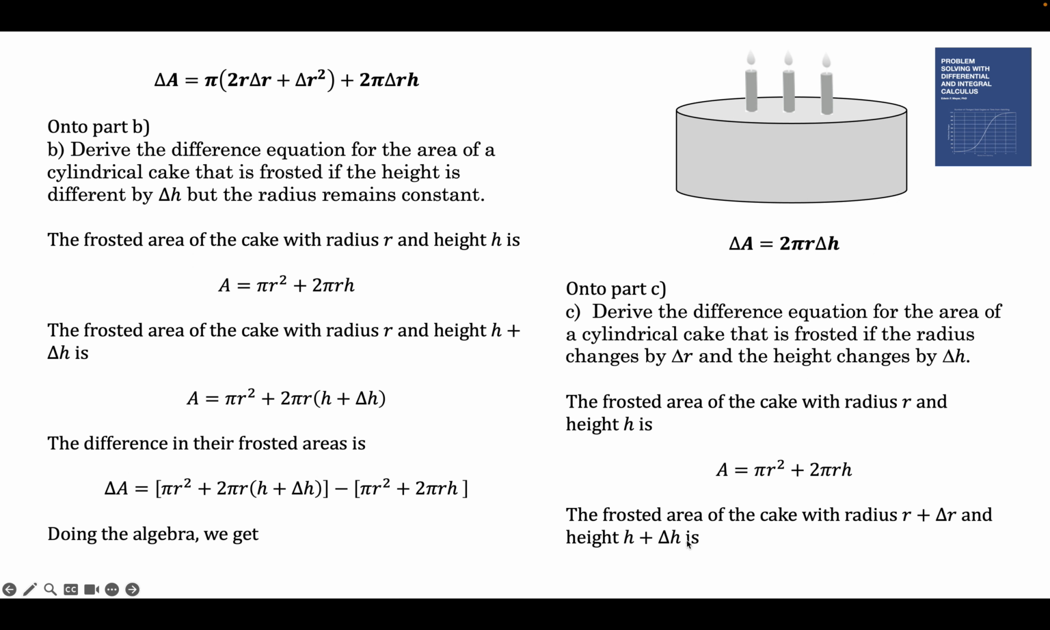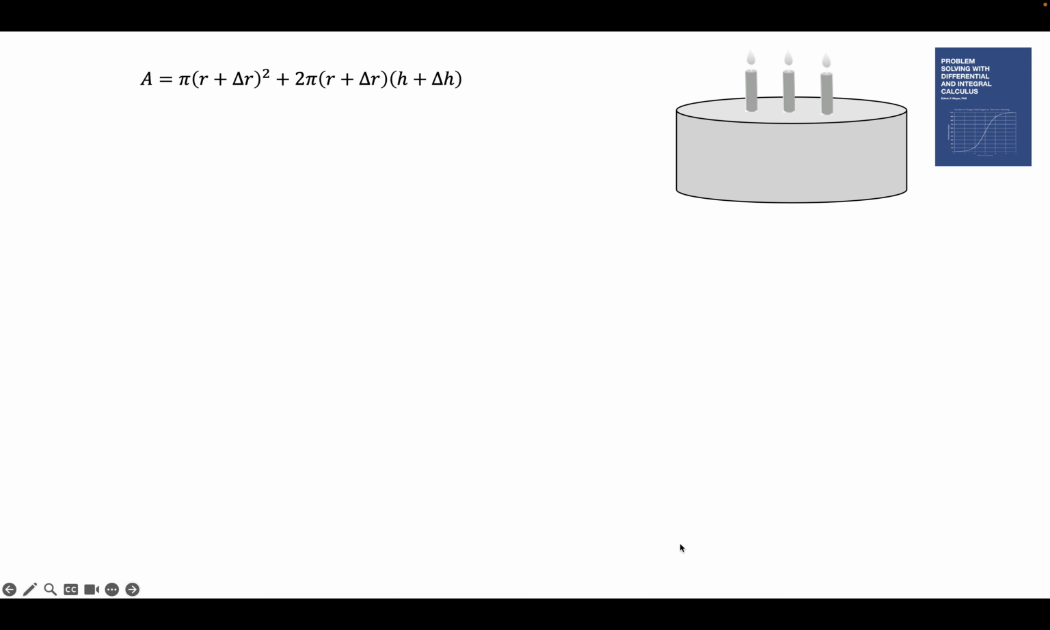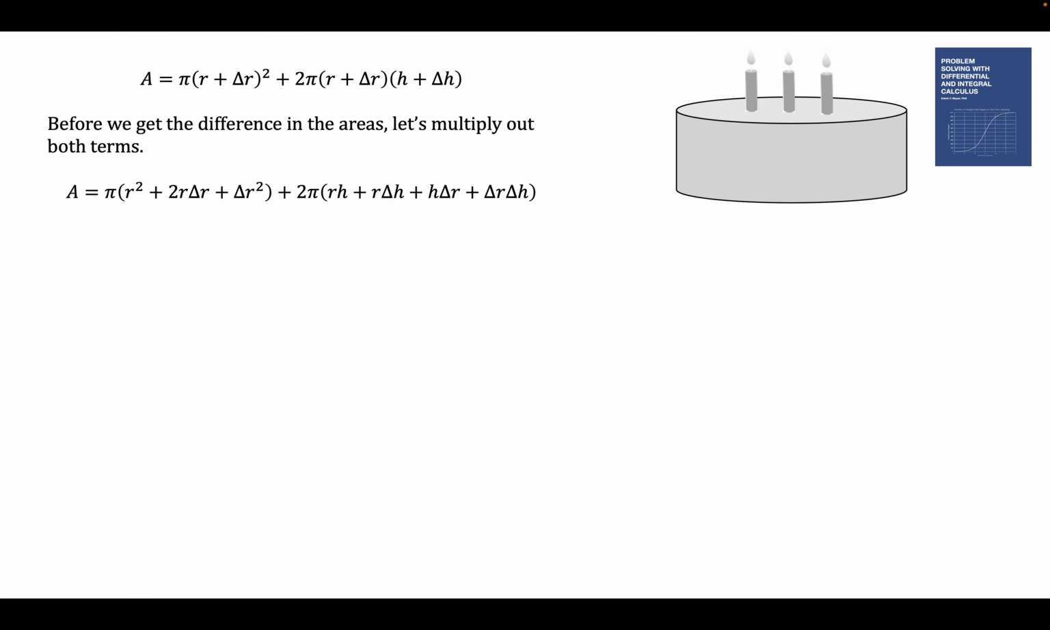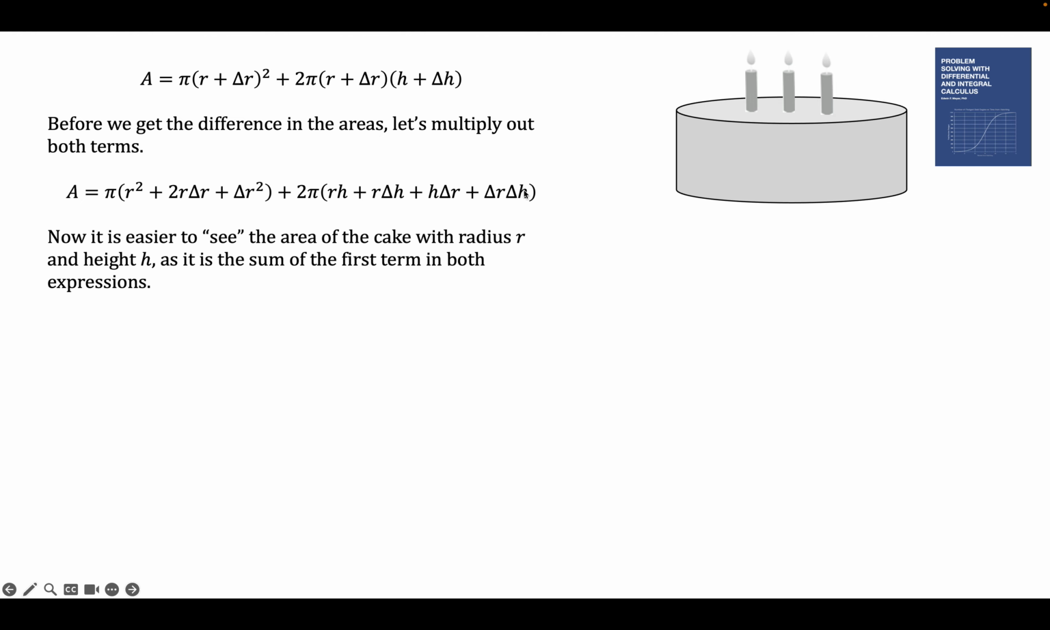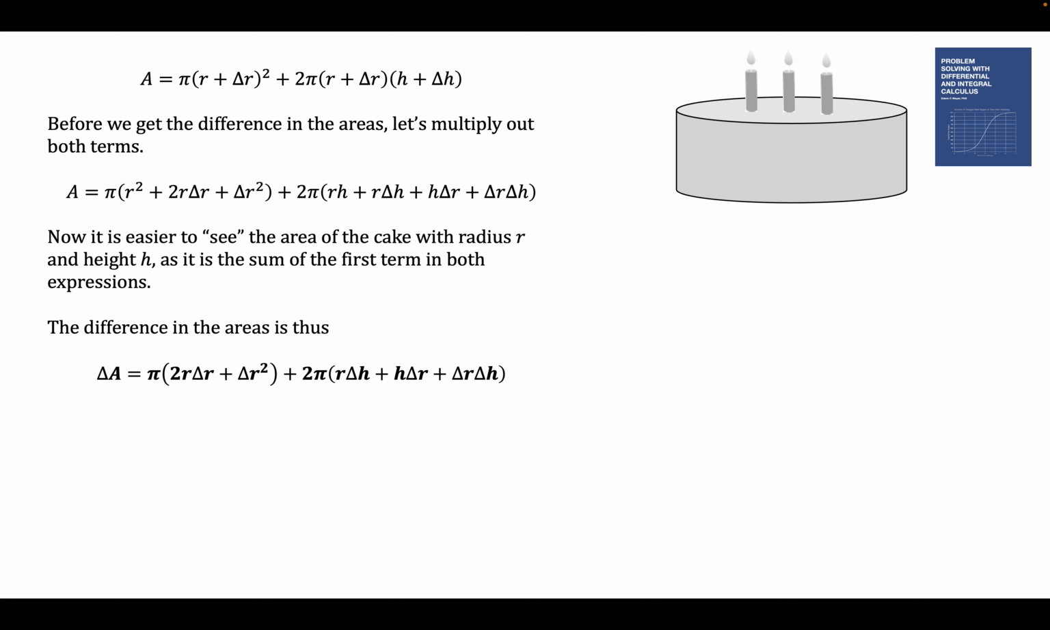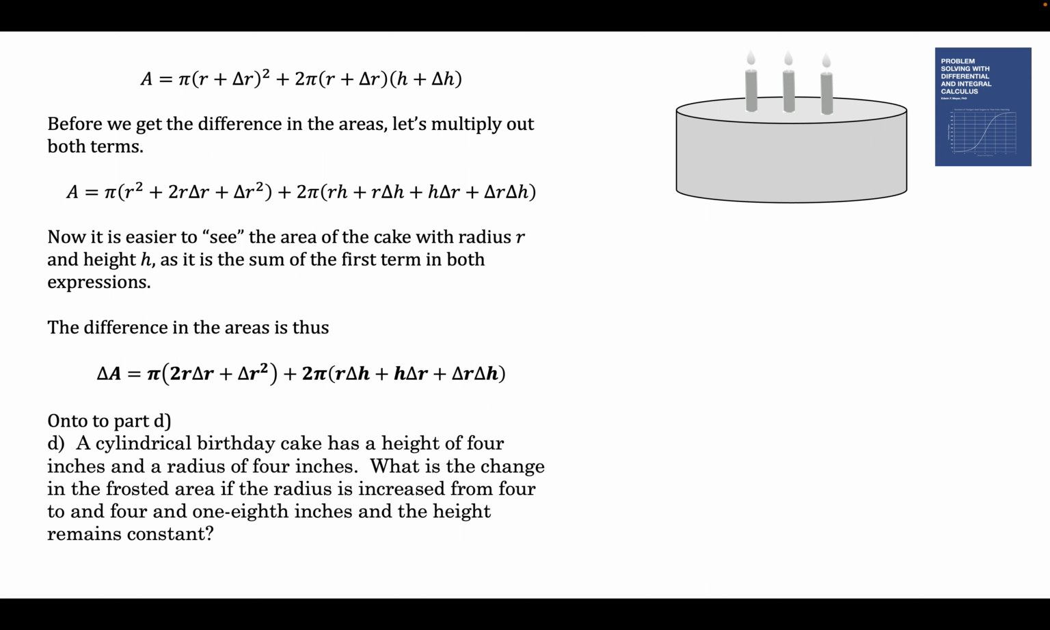Now we're going to change the radius and the height. You just got to be careful. All right, and we get this equation. Now we're going to have to multiply this out and subtract them. So here we multiplied it out. We FOILed it, first, outers, inners, lasts. So the difference in the area is this. Big expression. That's the answer.